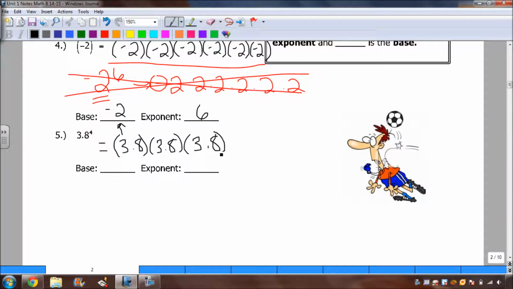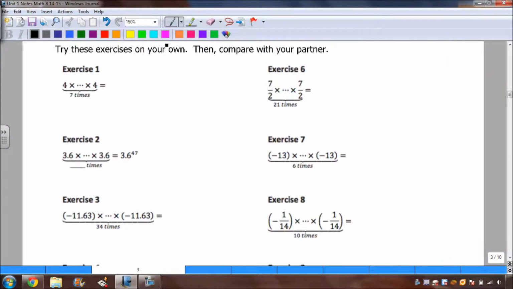If you didn't, that's totally fine because it's just a single number, which is 3.8. So our base right here is 3.8, and then our exponent will be to the 4th power. Now we're taking a look at page 3 of our notes.